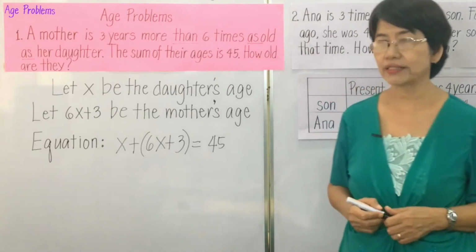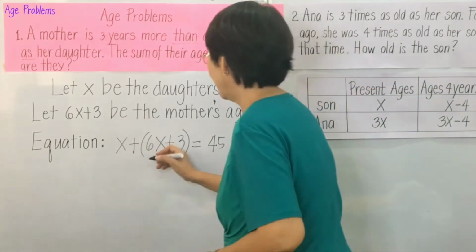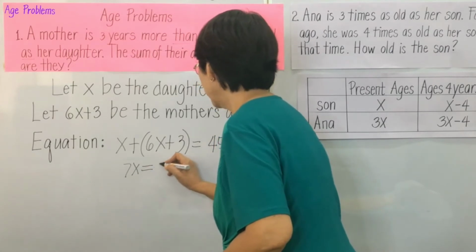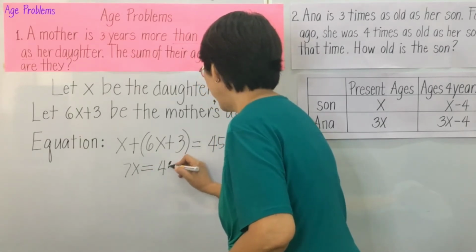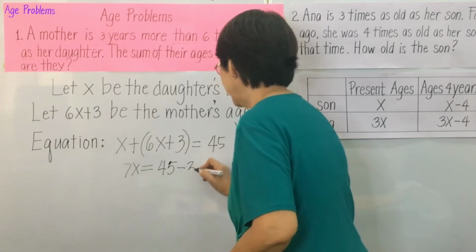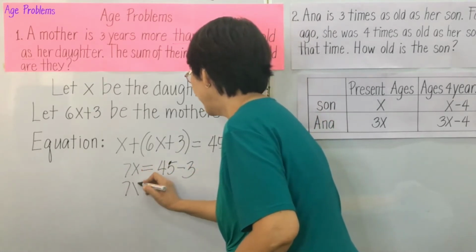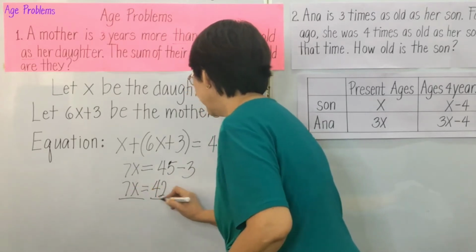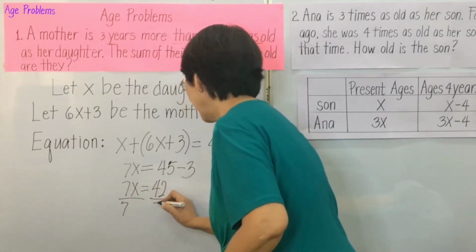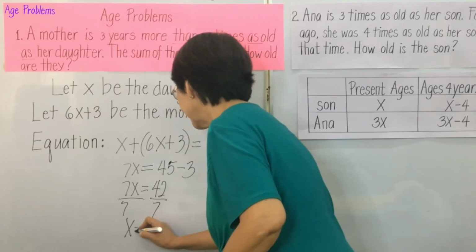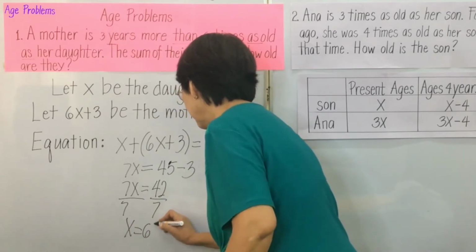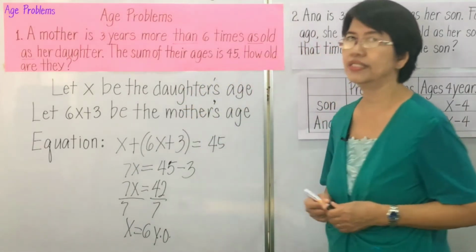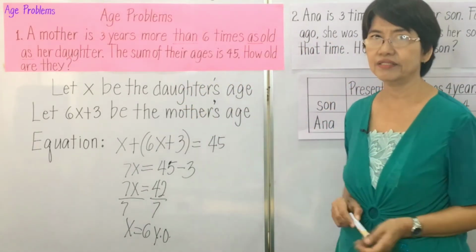Then we solve for x. So we have 7x equals 45 minus 3. Then 7x is equal to 42. And dividing both sides by 7, we have x is equal to 6 years old. So this is the age of the daughter.